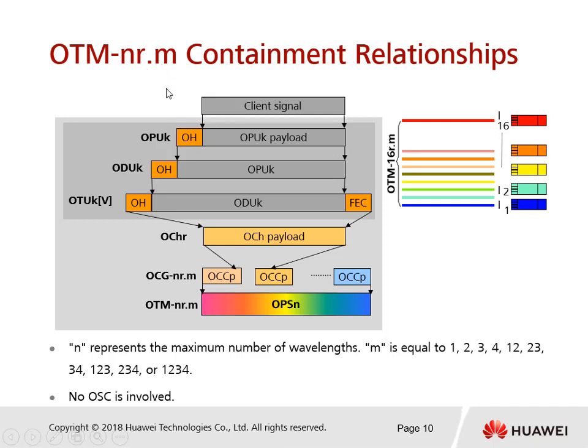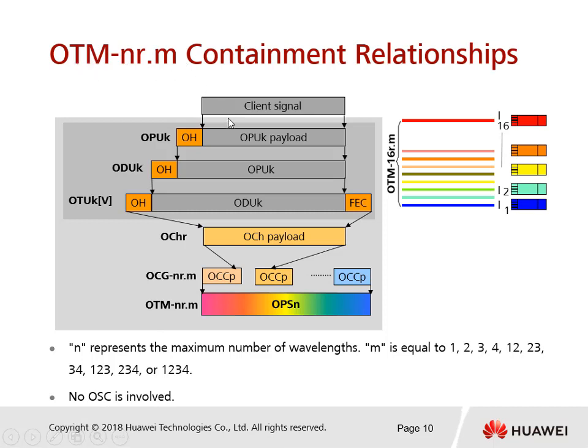Okay. And for another page, we show you the OTM NR.M. So compared with the previous one, from the client signal, OPUK, ODUK, OTUK, then go to the OCH, it's the same. So the only difference is just here. For the OTM NR.M, this R means reduced. So in this page, we don't have the OSC, so that is the difference. So here we mention no OSC is involved. So this is the OTM NR.M.